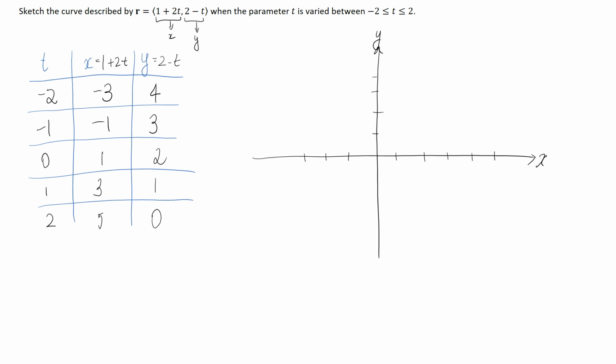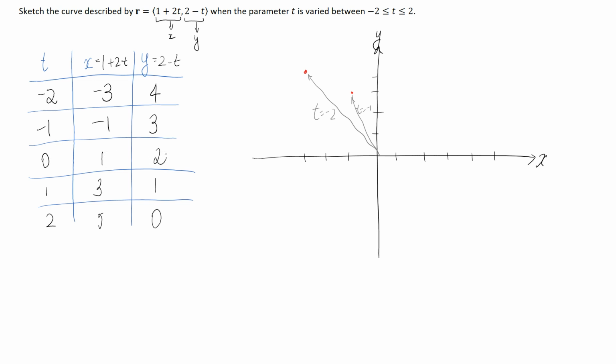Alright, so let's have a go at plotting now. So for this first one, t is -2, which means that we pass through the point (-3, 4). So that's going to be -3, 4, somewhere up here. So you can think about this point up here representing the vector when we have t equal to -2. If we look at the next point, t is equal to -1, it has to go through the point (-1, 3). So that's probably going to be, let's say here, -1, 3. And again, you can think of it as being the vector when t is equal to -1.